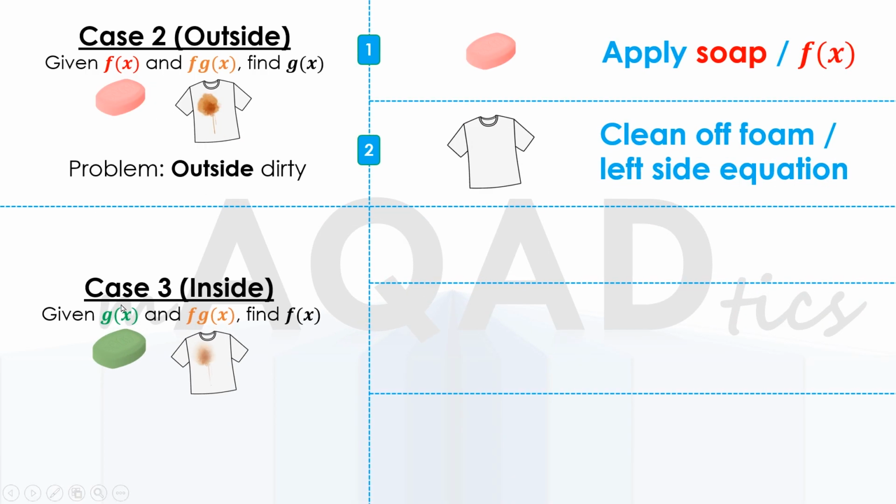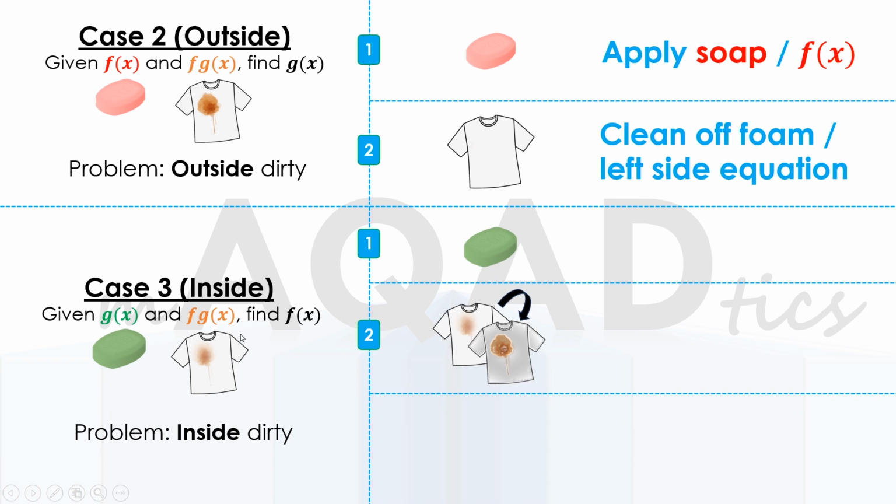For this case, let's assume that the given function g is the soap and f(g(x)) is the shirt. But this shirt is dirty on the inside. So to solve this problem, firstly we need to prepare our soap, and also we need to flip this shirt inside out, correct? So we can only apply the soap to this dirty area. Then once we clean it, we flip it back.